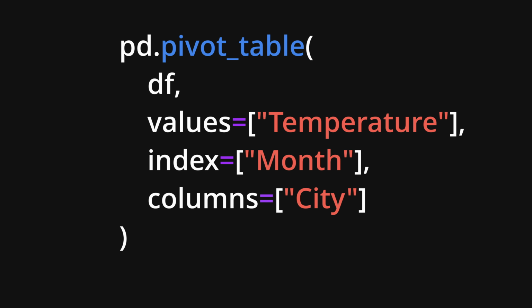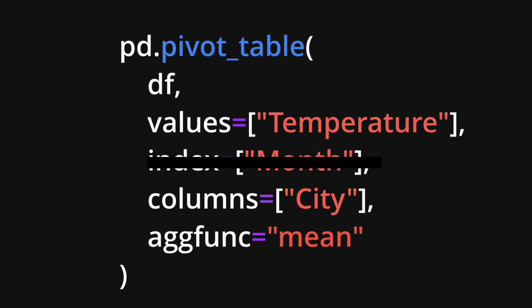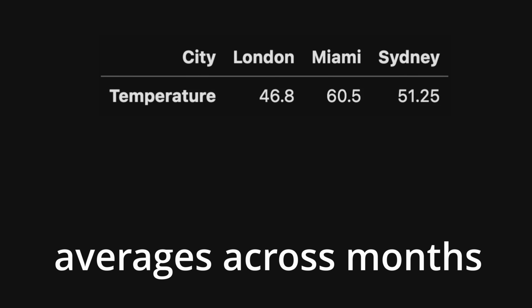So, in our example, if we want to compute the average temperature in each city across all of the months, we simply specify aggfunc equals mean and remove the index param to tell Pandas to average across all months, and we'll get the averages that we're looking for.